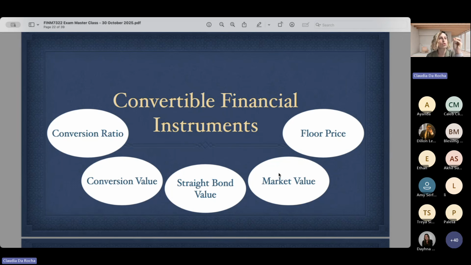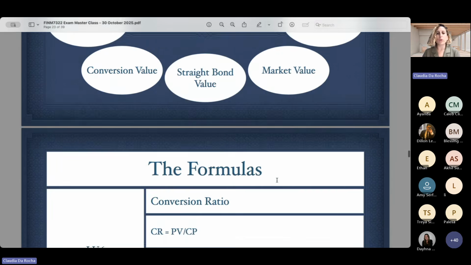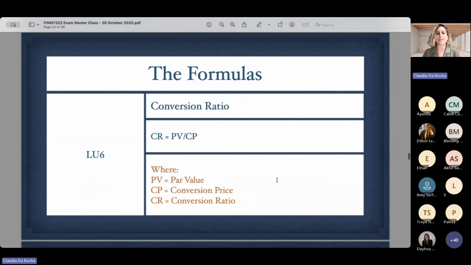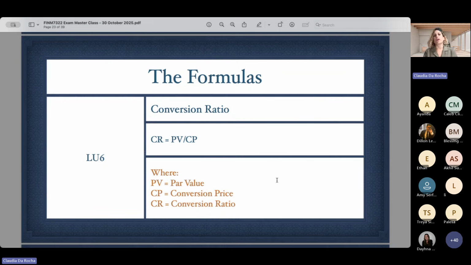So you're always converting into ordinary shares. Okay. So these are all the different formulas you need to know. You need to know the conversion ratio, the conversion value, the straight bond value, the market value, and the floor price. Okay. So when we're looking at the conversion ratio, what are we saying? We are saying how many shares can we get for this instrument? So if it's a corporate bond or convertible bond, if I convert it, how many shares do I get?